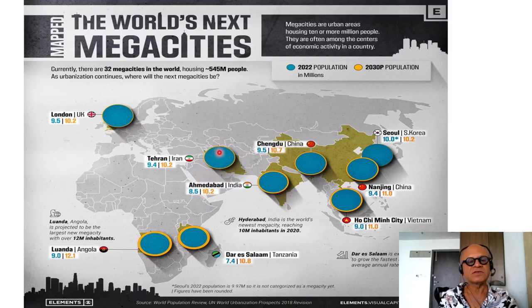Okay, this is Tehran here. Chengdu, 9.5 to 10.7. Nanjing, 9.4 to 11. Ho Chi Minh City, 9 to 11. Seoul, Korea, is already at 10 as projected for 2022. Seoul's population is 9.97 million, so it's not categorized as a megacity yet in 2022, but it'll cross over by 2030 for sure.